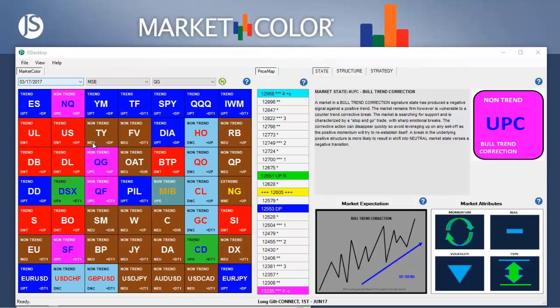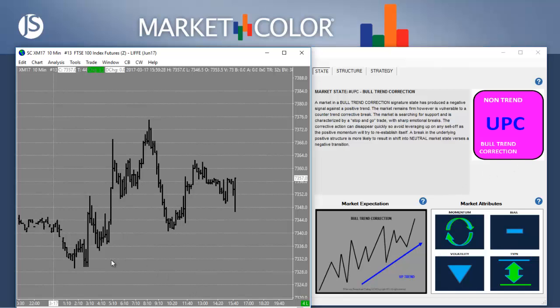The 17th of March is this example, and the FTSE is also in a bull trend correction. Here we see the market opening soft, getting the buyers interested, and then having this sharp sell-off. Again, more stop and go action. That's the expectation. We're improving our awareness of the market state to align our tactics.